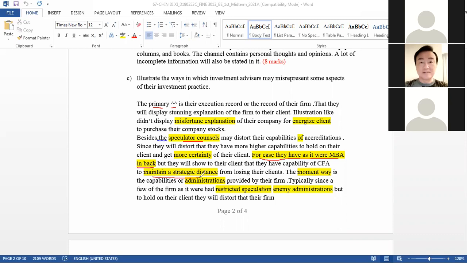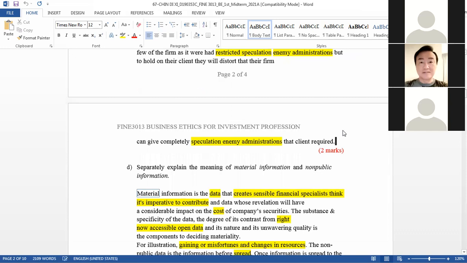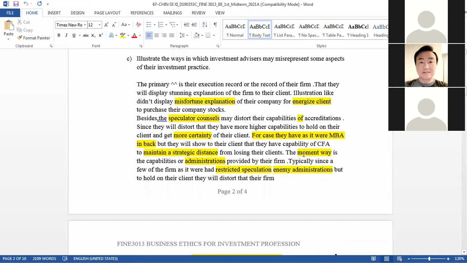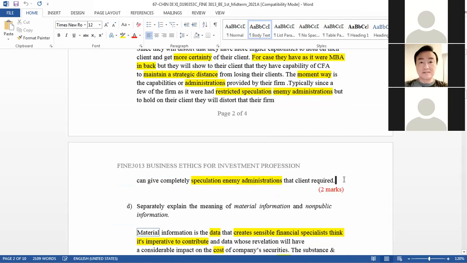You know, they try to maintain a strategic distance, right? The moment way, right? Or administration provided by the firm. This part is also fantastic. Restricted speculation, enemy administration. Wow, this is fantastic. I don't know what you're writing. Right? So I really don't know what you're writing. So, but you just wrote something, right? I just give you 2 marks. All right.